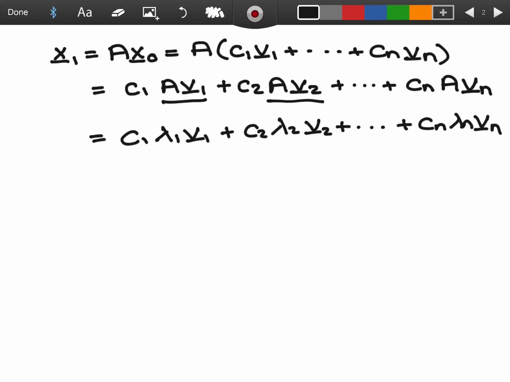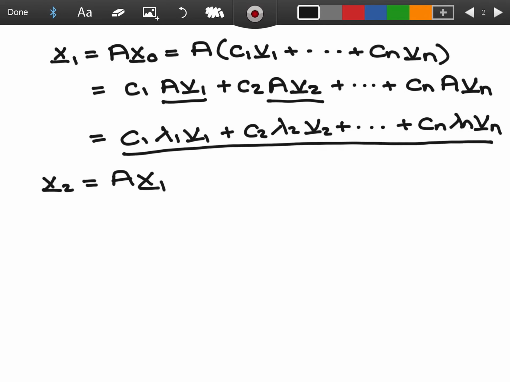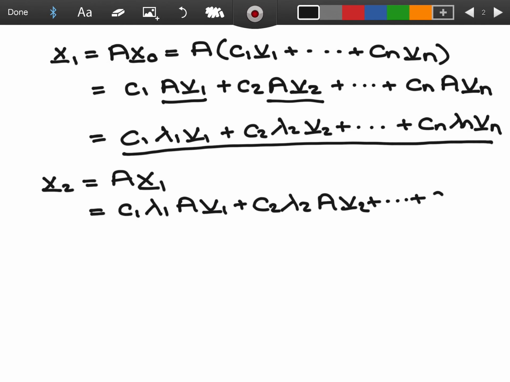You can carry on doing this. If I found x2, it would be A multiplied by x1. That would tell us the next state, what the next set of populations is going to be in the case of the owls. So if I did A times x1, I'd be multiplying this thing through by A. c1, lambda 1, c2, lambda 2, etc. are all just constants. So if I were to multiply that through by A, I'm going to get c1 lambda 1 Av1 plus c2 lambda 2 Av2. I can just pull those constants out the front of each term.